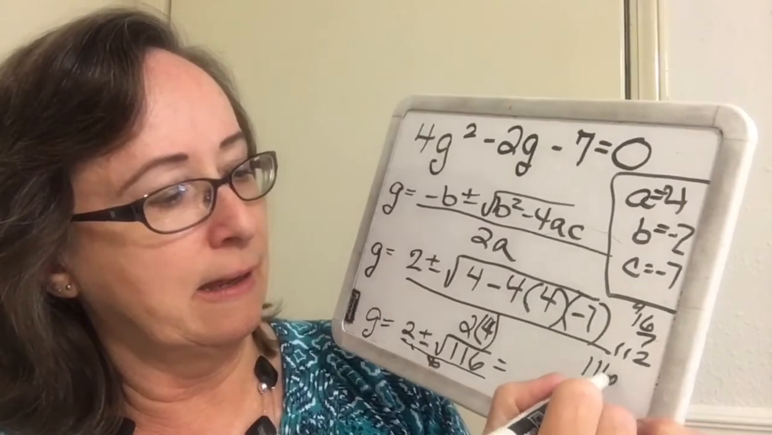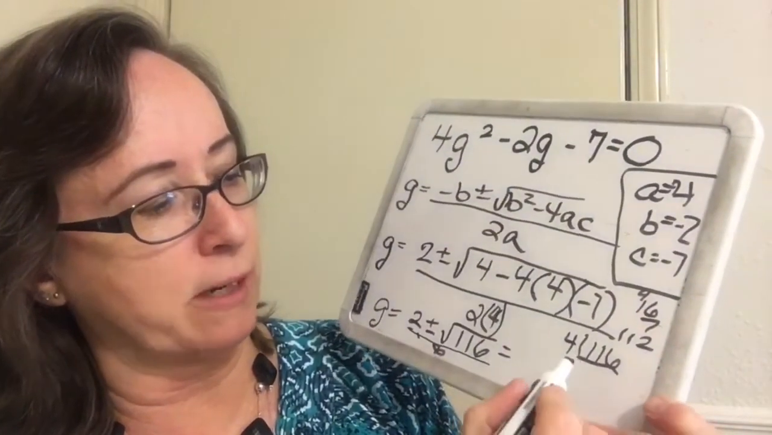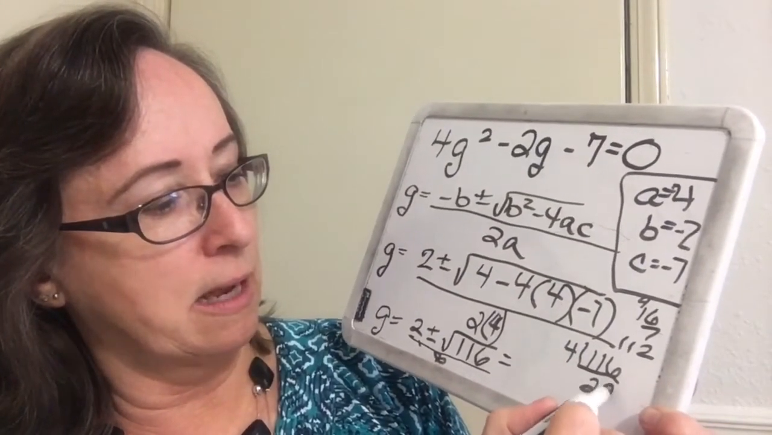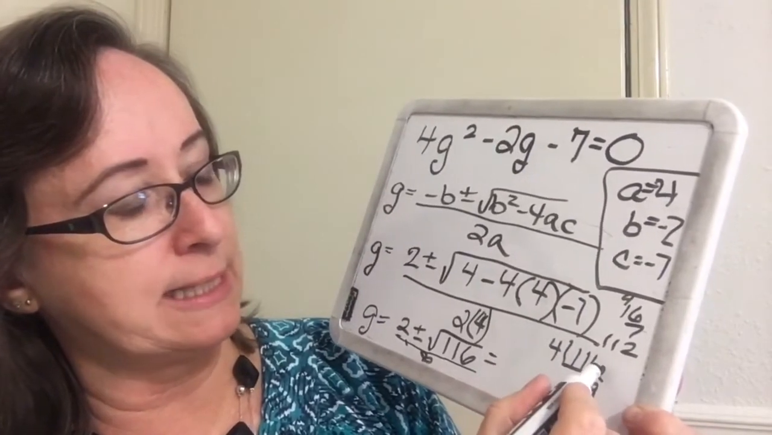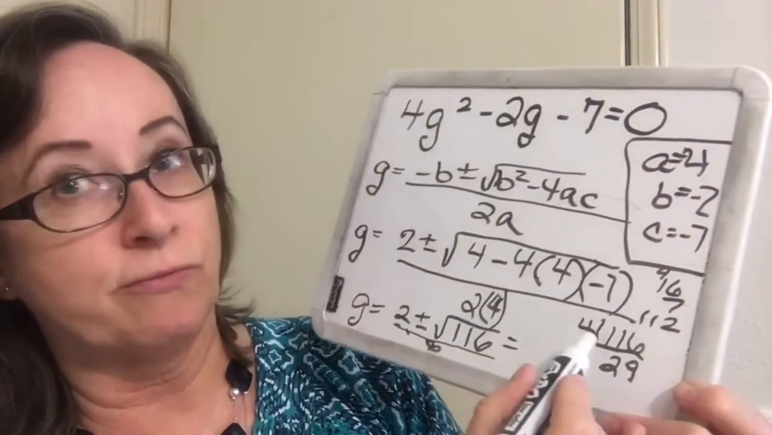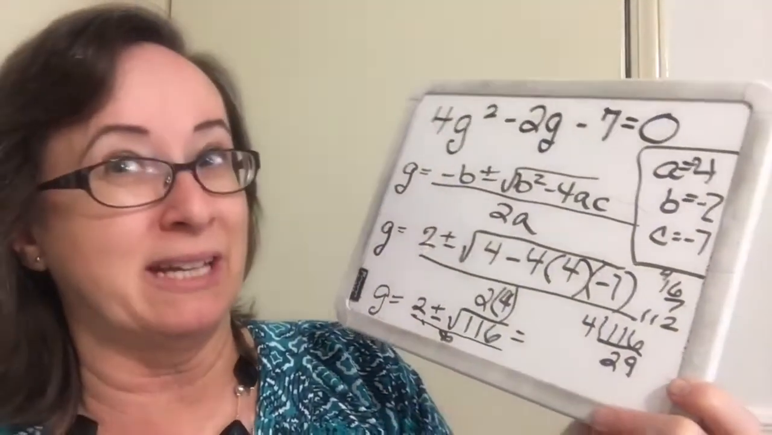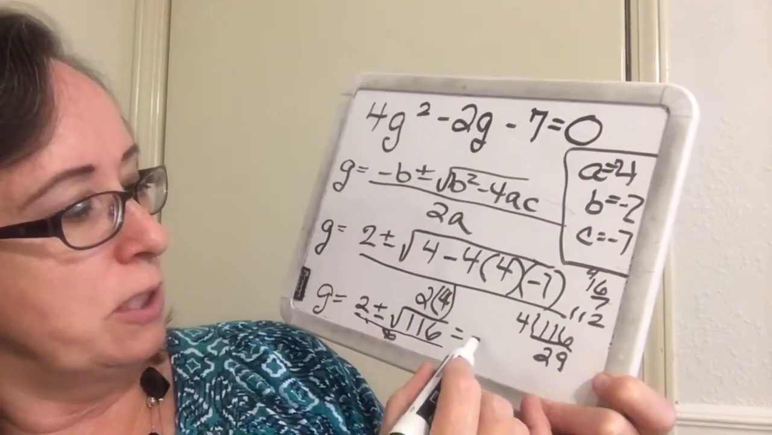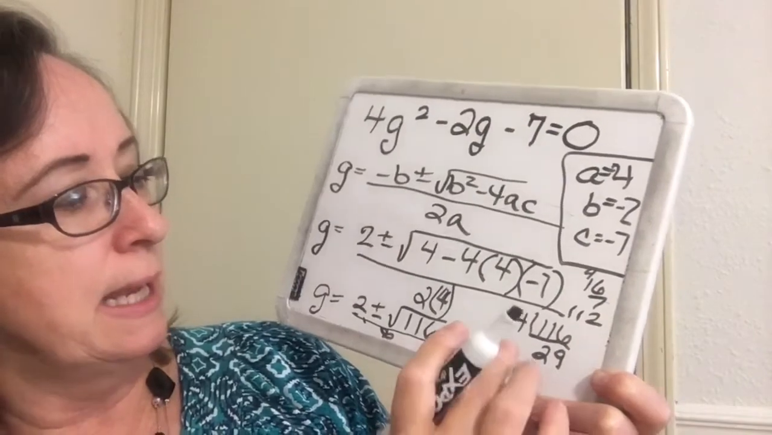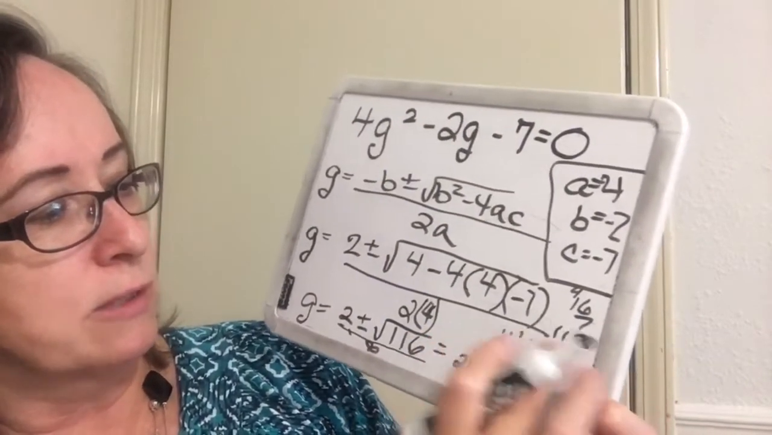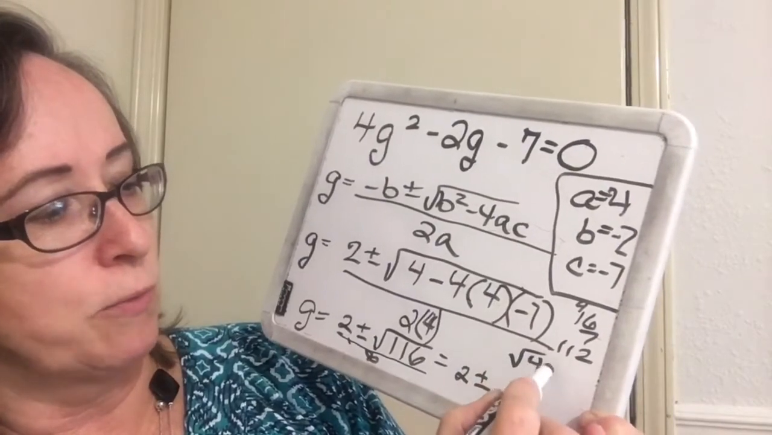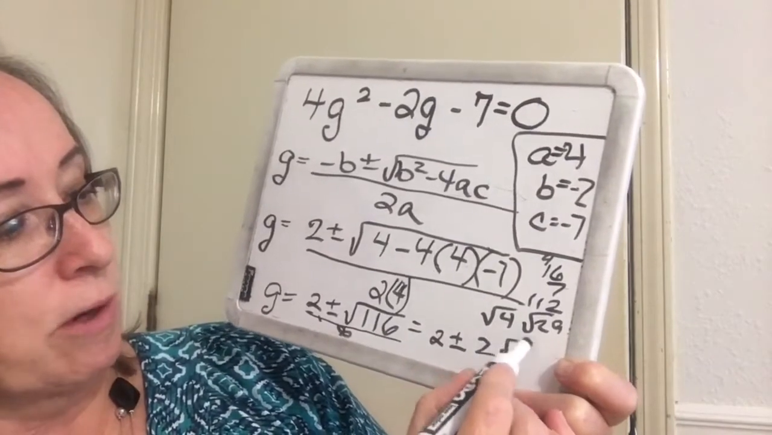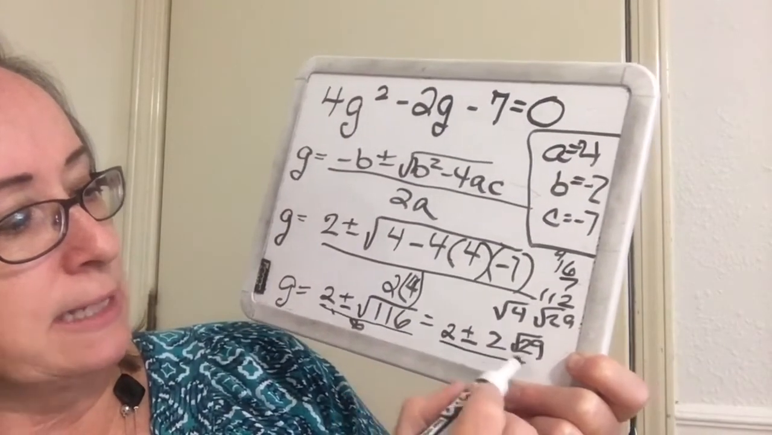And then 116, if I factor it, does factor by 4. So that's going to be 29, I believe. Let's see, 29 times 4 is 116. Yeah. So it divides by 4 with 29 left over. 29 is prime. So my answer is going to be 2 plus or minus. Now the 4 times the square root of 29 is going to be in the radical, right? So square root of 4, square root of 29. The square root of 4 becomes the 2. Square root of 29 divided by the 8.